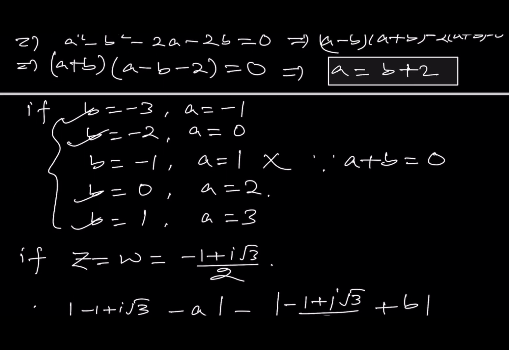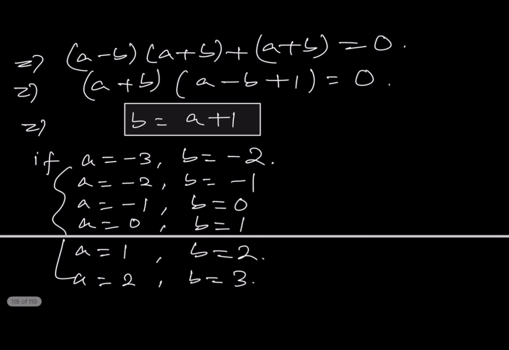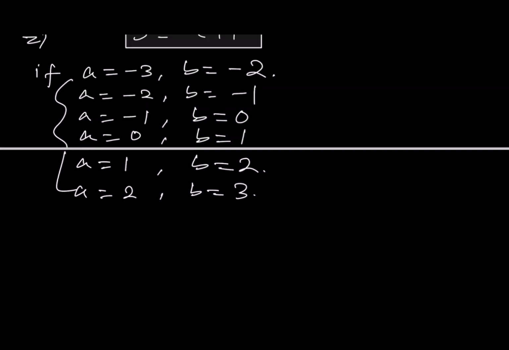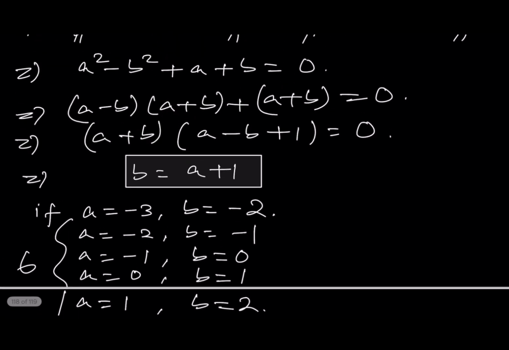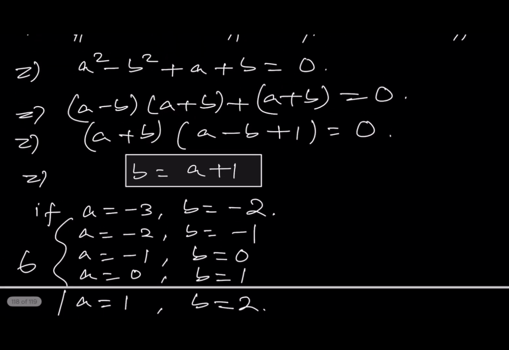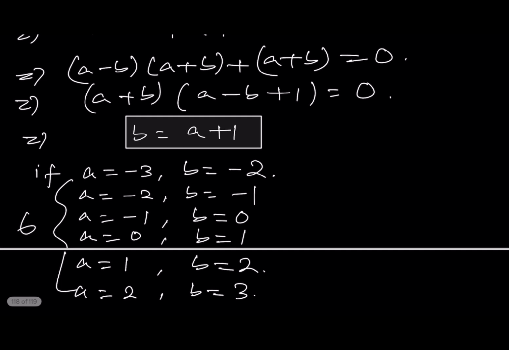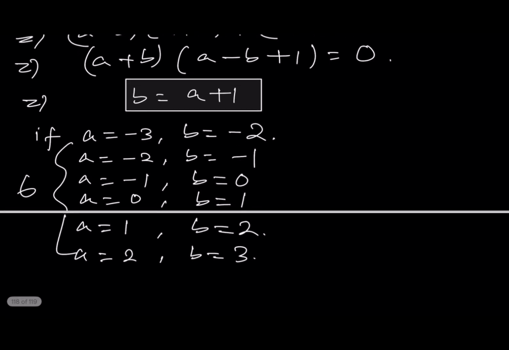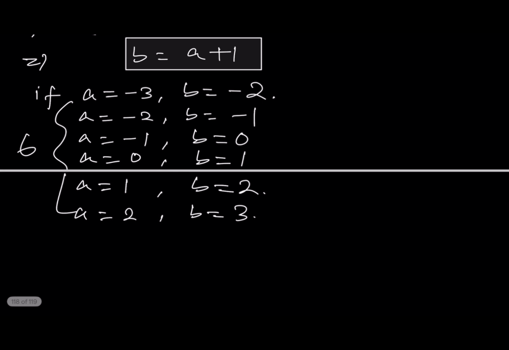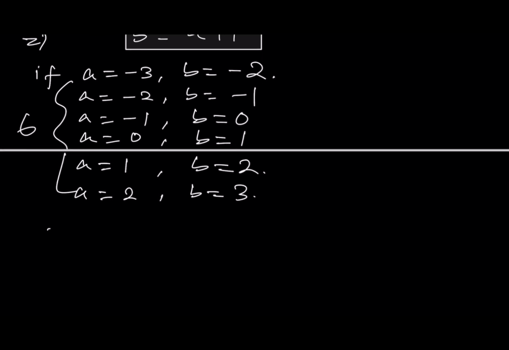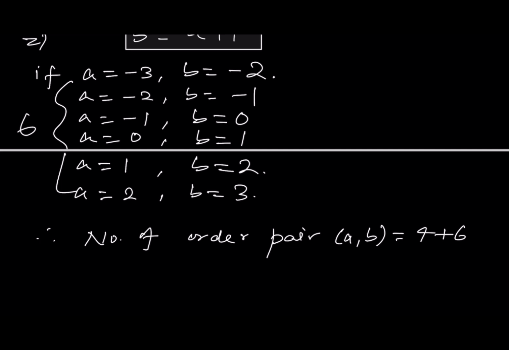So in total there are 4 ordered pairs if z is 1, and if z is omega there are 6 ordered pairs, right? And if z is omega square, then again the same 6 ordered pairs will be there, right? So in total the number of ordered pairs (a, b) is equal to 4 plus 6, that is 10, right? So 10 is the correct answer.